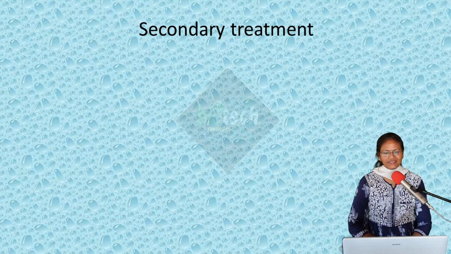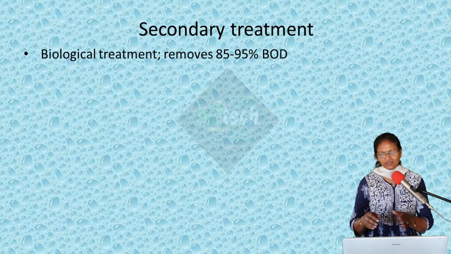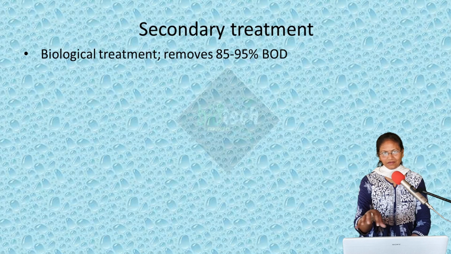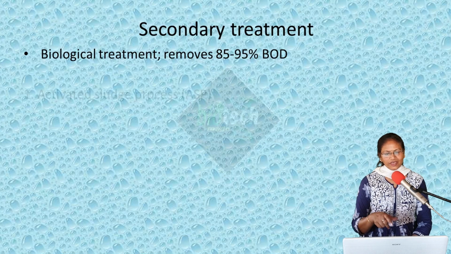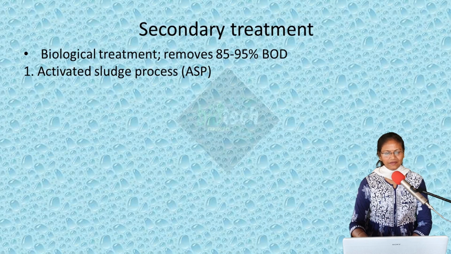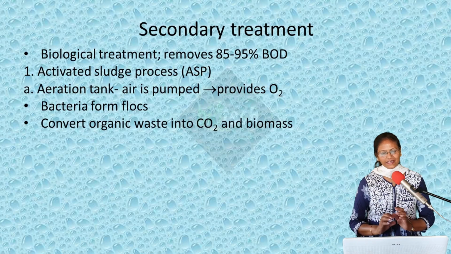So the next step is secondary treatment. This secondary treatment is basically the biological treatment. We saw that the first two treatments were mechanical, but this is biological. So many microorganisms are there, and here the microorganisms remove around 85 to 95% of biological oxygen demand, which is an indicator. So here the first one is the activated sludge process, commonly known as ASP, and let's see what happens here. First there is an aeration tank, and in this aeration tank the air is pumped.